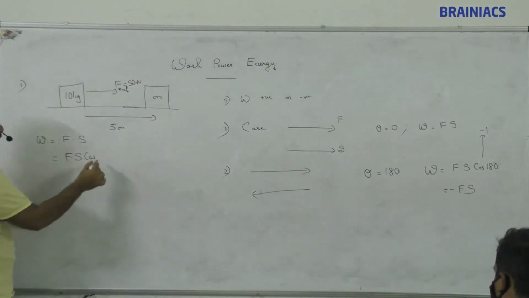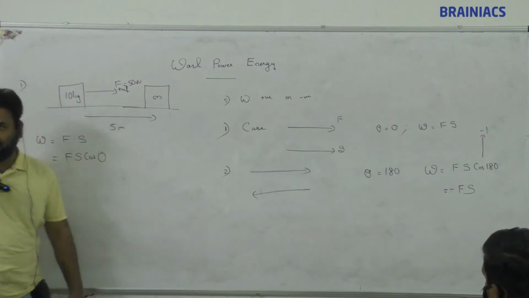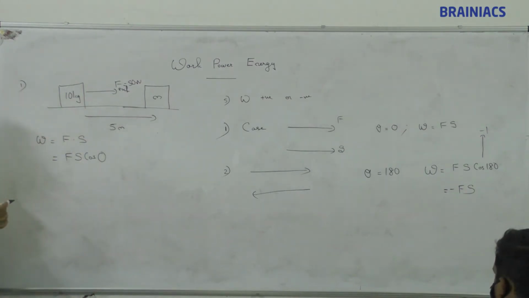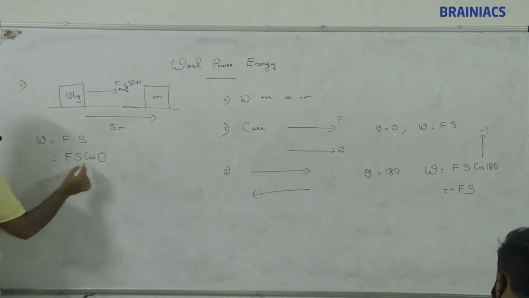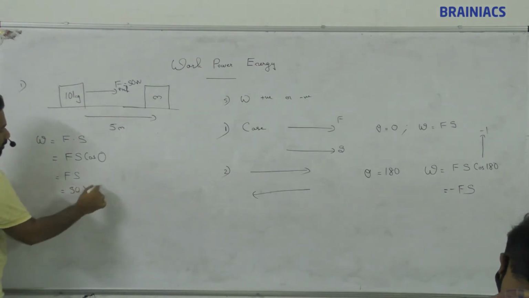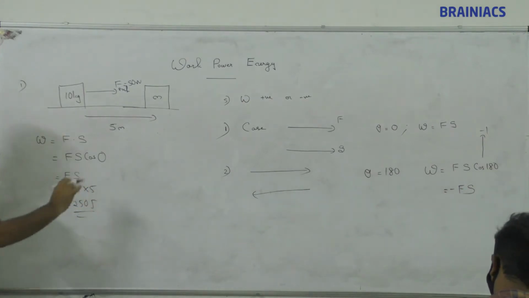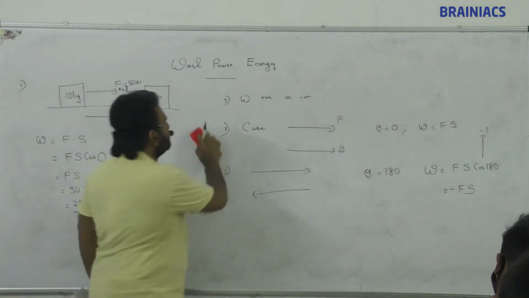What is the angle? All these basic things, just so that if someone is there without this knowledge, they should understand. Please respond so you will move fast. So this is just F S. This is going to be 50 into 5. This is going to be 250 joule.